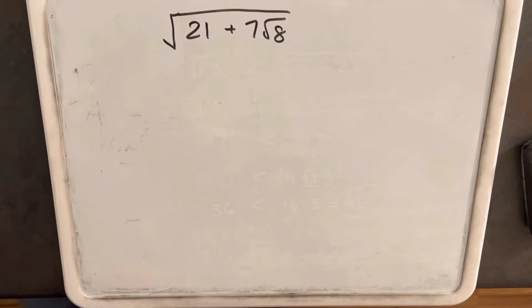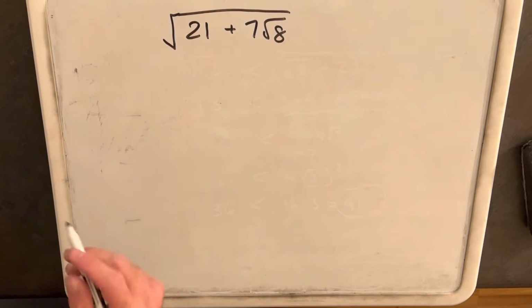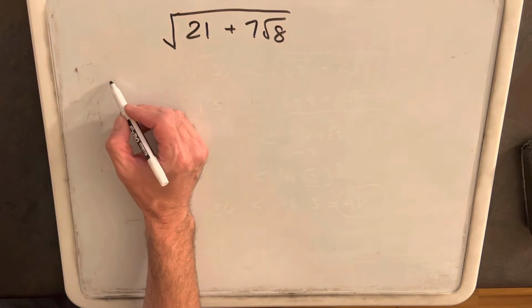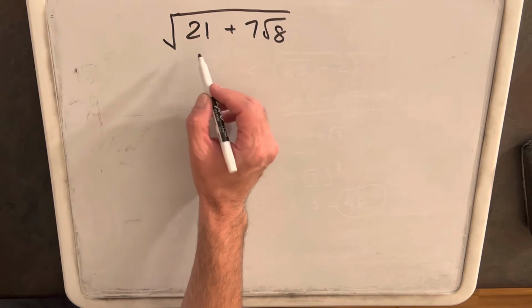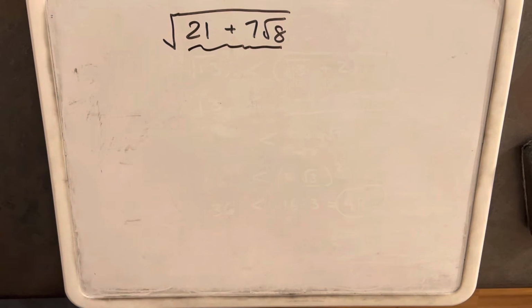Hey, we have this interesting radical on the board. We have the square root of 21 plus 7 times the square root of 8. Before we do this, there's something that we want to look at to understand this type of problem. We would like to get this inside the radical to be a perfect square.